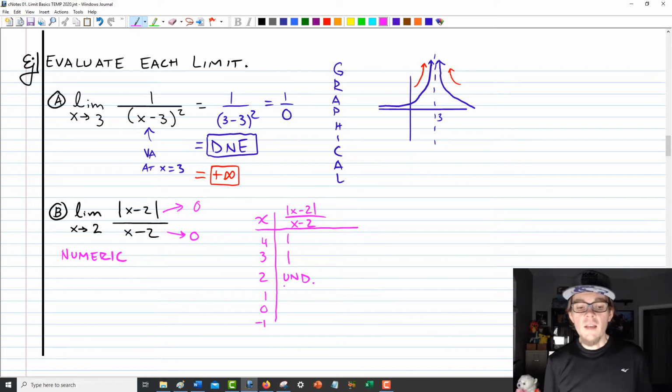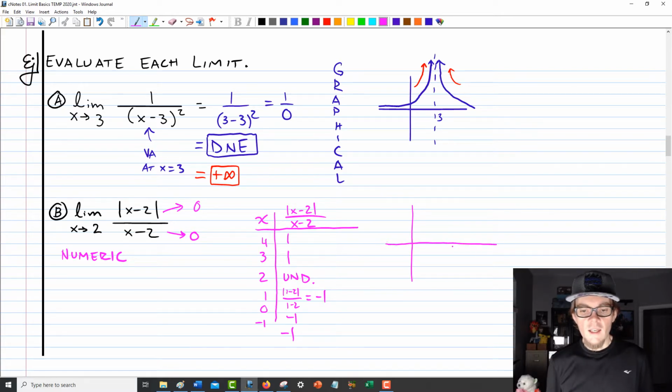But on the other side, something else happens. If we plug in 1, we'll get the absolute value of 1 minus 2 over 1 minus 2, which is equal to negative 1. And if we plug in 0, we'll get 2 over negative 2, which is negative 1. And negative 1 similarly gives us negative 1. So what this picture is showing us, and I'll translate it graphically for us, is that at x equals 2, nothing's really happening.